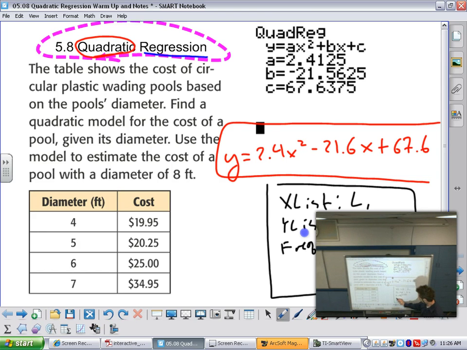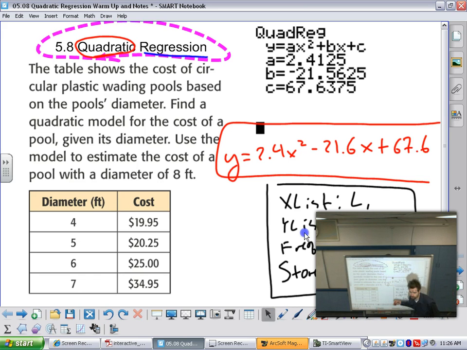Now the next one's important. It says store reg EQ, right? Right? Does anybody see this? Is that Doc? Are you the only one? You do? Okay.